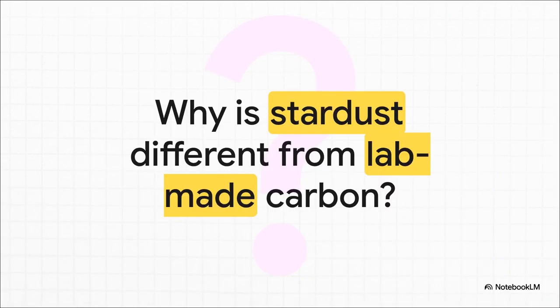So, here it is, the central question. For years, scientists have been finding these microscopic spheres of pure carbon tucked away inside ancient meteorites. This is literal stardust. The catch? When we try to make these exact same spheres in the lab, they just don't turn out the same. Something's going on in the atmosphere of a dying star that we haven't been able to copy. So, what's the secret ingredient?